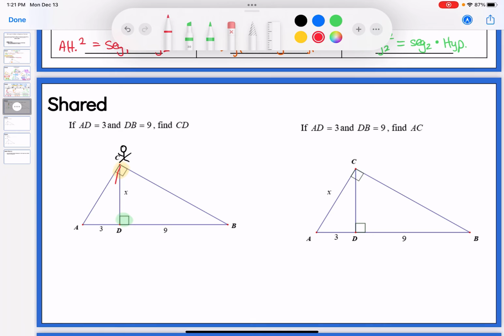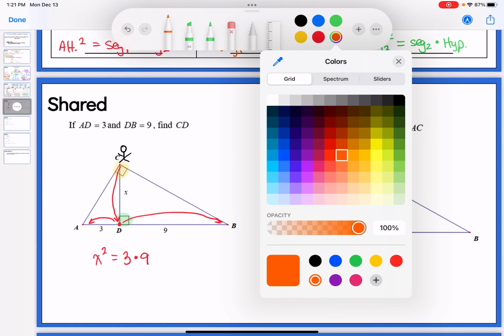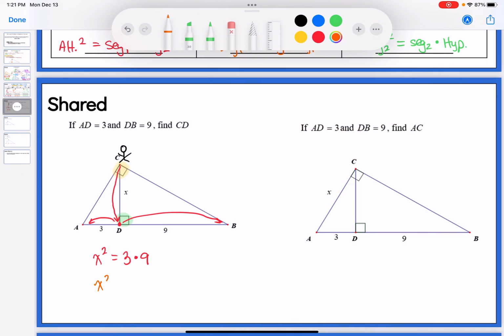That means this is the way I'm coming down the mountain, right? So whichever way I come down the mountain, I've got to square it. So X squared equals. I land here at D. Where could I walk? I could walk left, 3, or I could walk right, 9. So I multiply them together. X squared equals 3 times 9. So X squared equals 27.